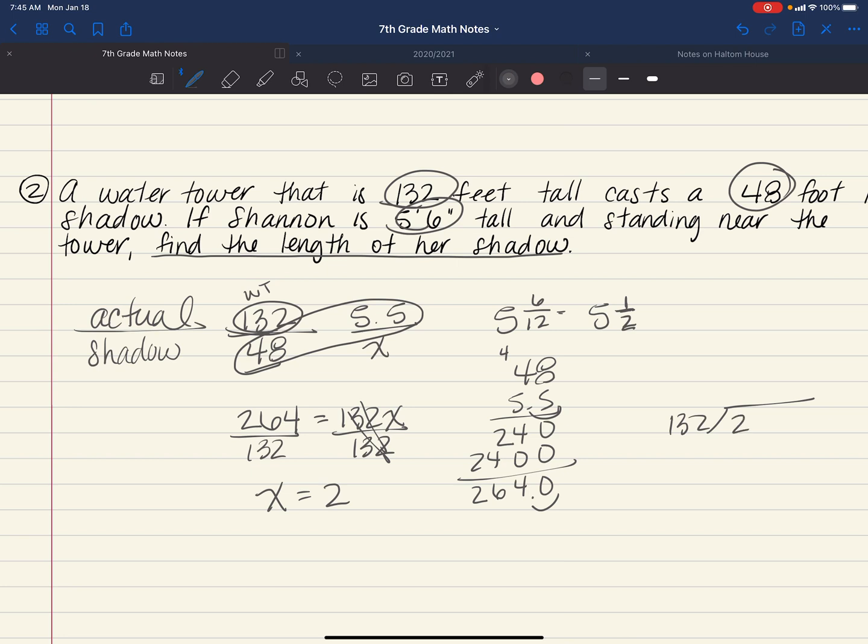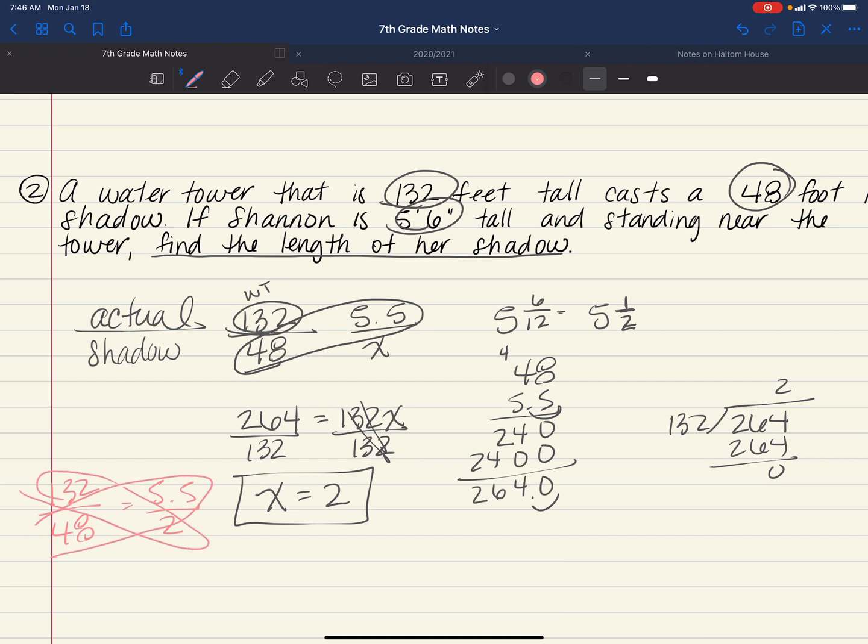132 outside, 264 inside, and then divide. All right, I know that x equals 2 because if I cross multiplied both of these, 132 over 48 equals 5.5 over 2. I would use cross products to verify, and I already know that they would be balanced. They would be equal. So they are equivalent ratios. It is proportional, and x comes out to 2.